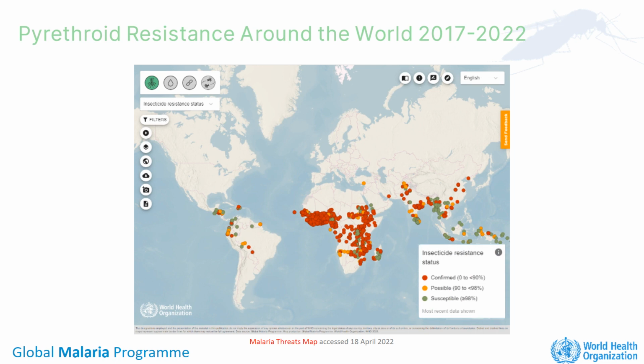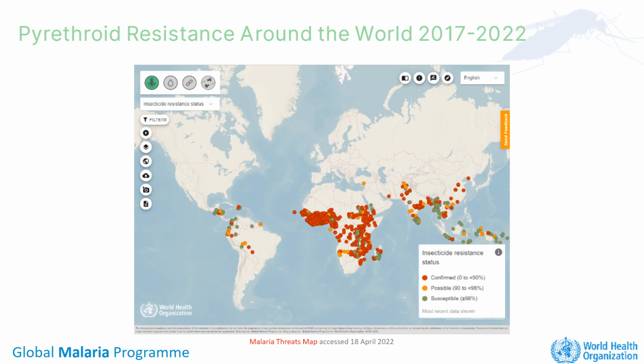Resistance to the pyrethroid insecticides used in ITNs is widespread through malarious areas and is increasing. This map comes from the WHO Malaria Threats Map and shows the results of insecticide-resistance assays for pyrethroid insecticides in malaria endemic areas. Data are available from 2010 to date. This slide shows survey results from 2017 to present. The red dots show areas with confirmed resistance, the yellow dots show areas with possible resistance, and the green dots show areas with susceptible populations.